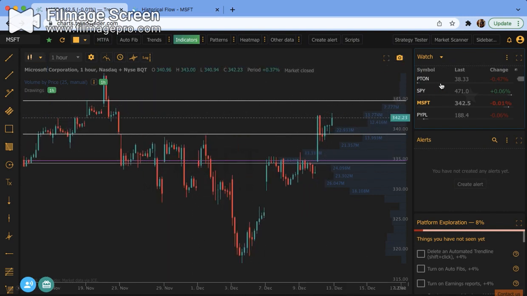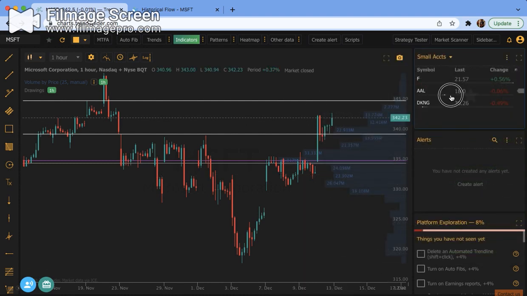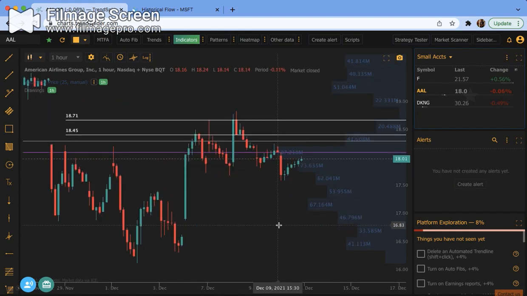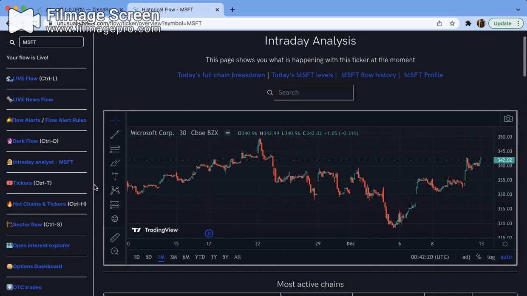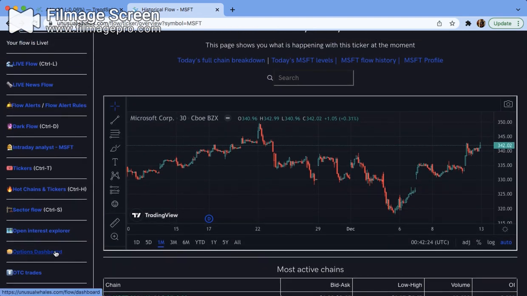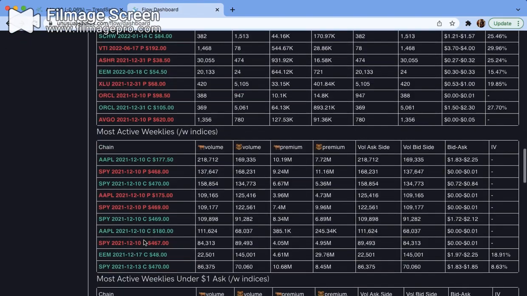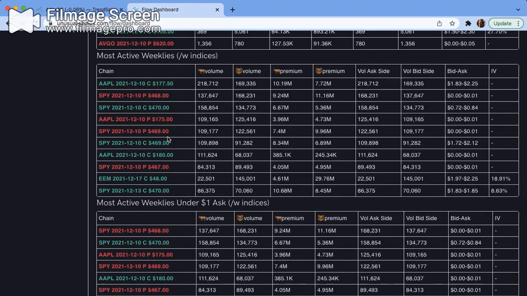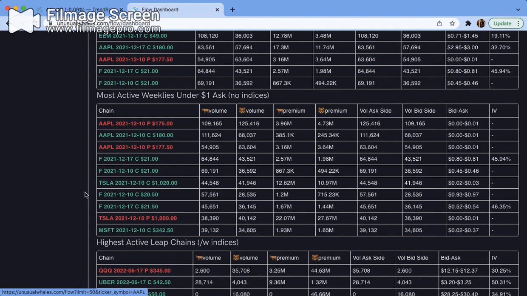And then for small accounts, I like to do the same thing. I actually have this one off my watch list as well, American Airlines, right? So I'm gonna go to the flow, same thing. The way I like to do smaller accounts is this option dashboard. We're gonna scroll down to most active weeklies under $1, no indices. So we see Ford's another one on my list. So we see that, right? And that's one way we can play it.